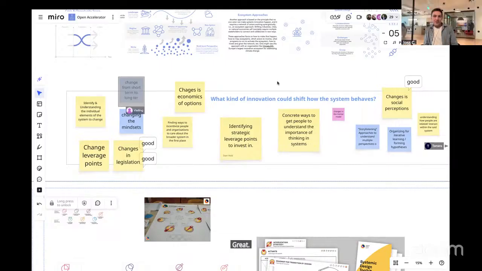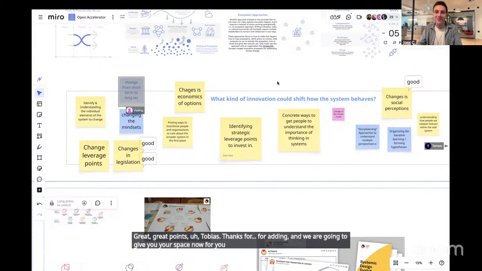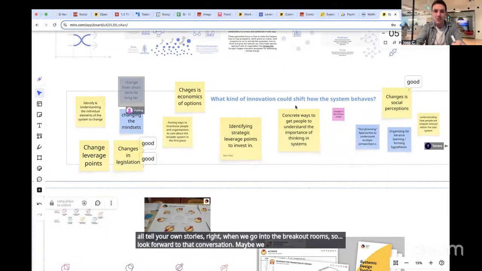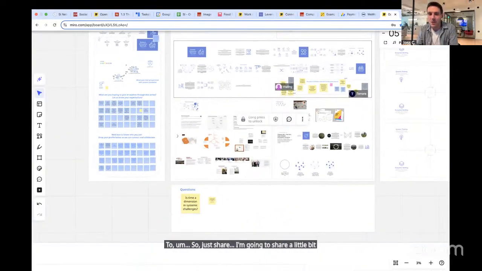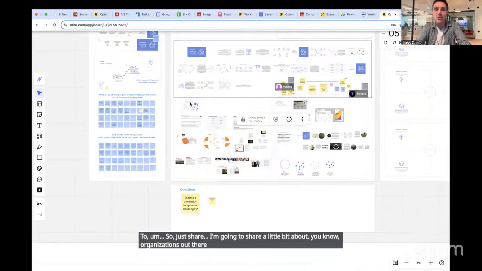Great points, Tobias. Thanks for adding. We are going to give you your space now to tell your own stories, when we go into the breakout rooms. So I look forward to that conversation. Maybe I'm going to share a little bit about organizations out there and how they approach this.